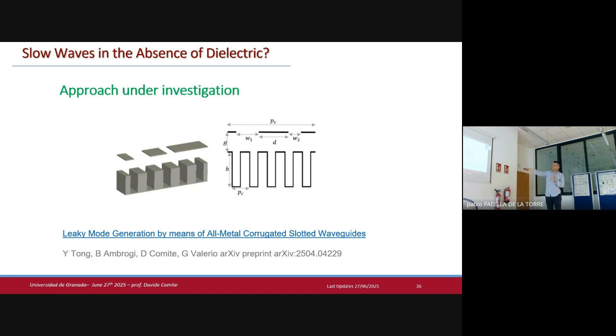Then we put another plate on top, and we introduce slots. These slots here can support a leaky mode. So the idea is to get the same behavior as before in the absence of dielectric, because that's much better for high frequency. So we are studying this and we want to manufacture this, okay? You can do a 1D leaky-wave antenna, but you can also do a 2D leaky-wave antenna.